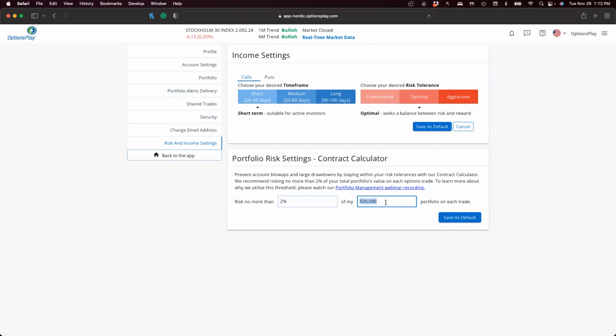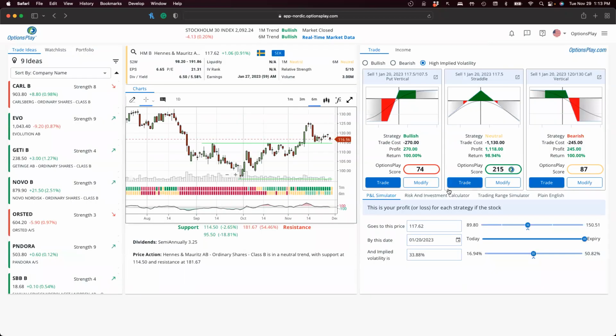So let's say you have a portfolio of 500,000 crowns. Now, while you can adjust this number, 2%, I recommend that you never risk more than 2% of your total portfolio value on each options trade. So in this particular case, I have it saved to 2% of a hypothetical 500,000 crown portfolio.